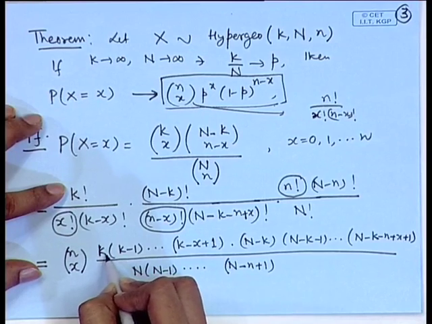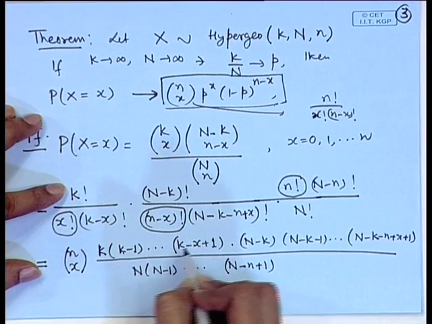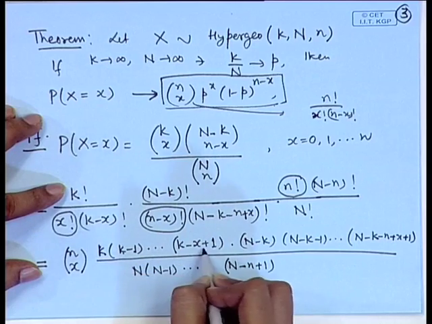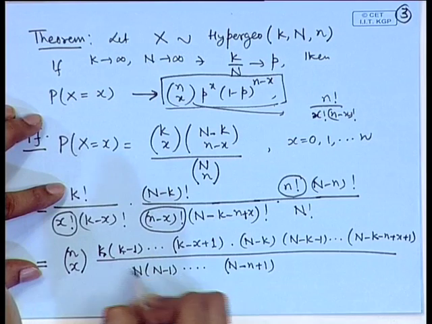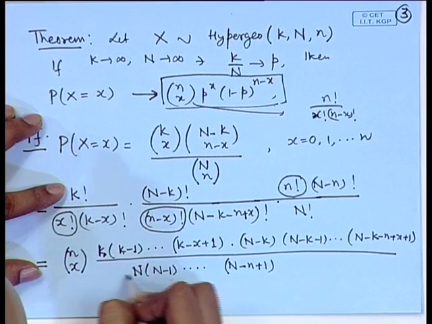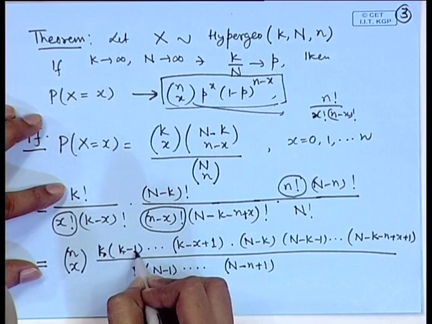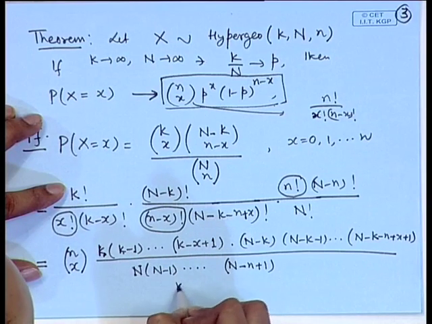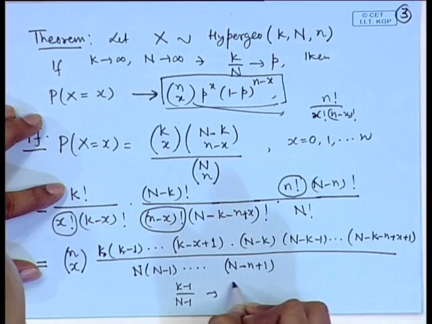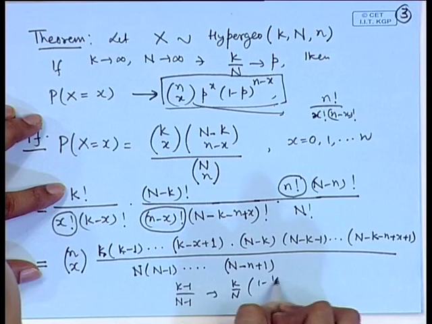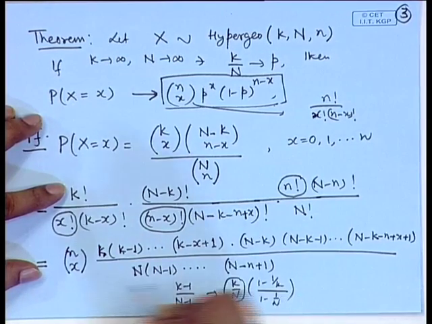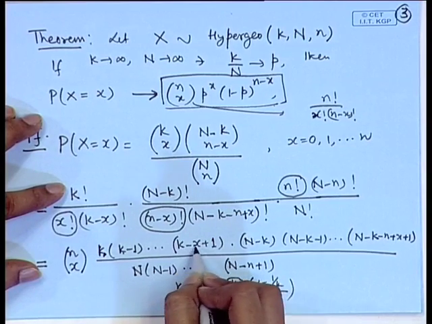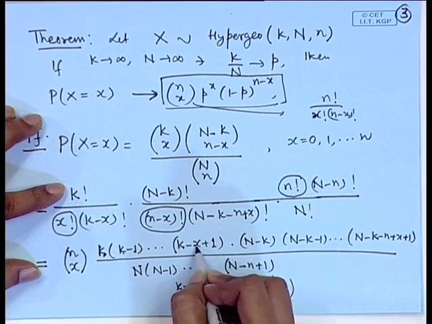Notice here k minus 1 up to k minus x plus 1, these are x terms. And here, if you look at the first term, k in the numerator and n in the denominator, it is k by n, which converges to p. Likewise, k minus 1 by n minus 1 can be written as k by n times 1 minus 1 by k divided by 1 minus 1 by n. As k tends to infinity, n tends to infinity, this goes to 1 and k by n tends to p. In a similar way we can consider up to k minus x plus 1.